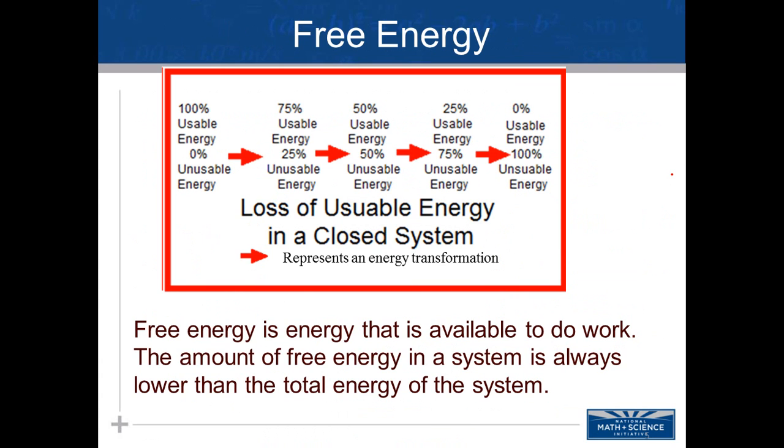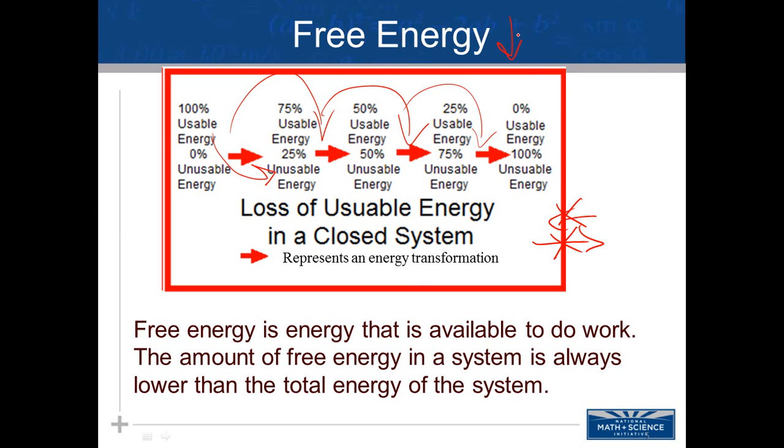In a closed system, and a closed system is one in which energy cannot get in, nor can energy get out, energy transformations will take place. And as we go from one energy transformation to another, some of the usable energy gets converted into unusable energy in the form of heat energy. So over time, as these conversions take place, the amount of free energy, or usable energy, is going to decrease.